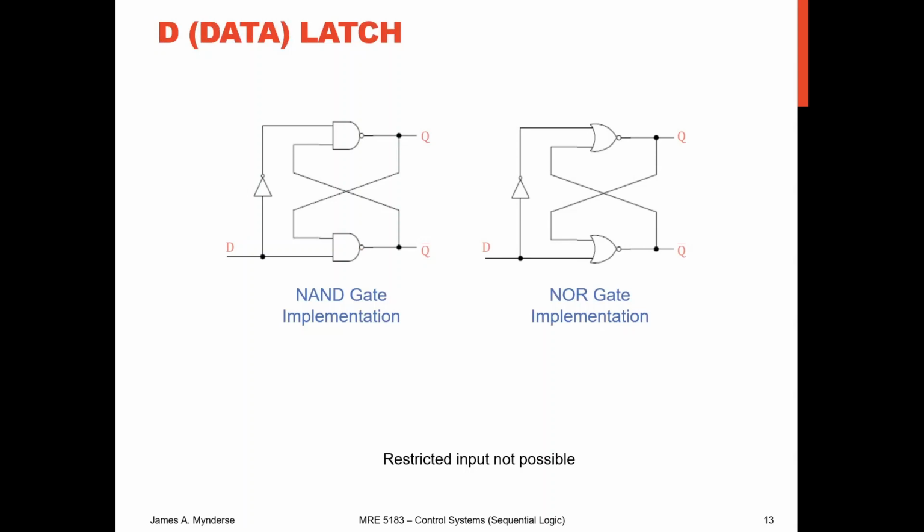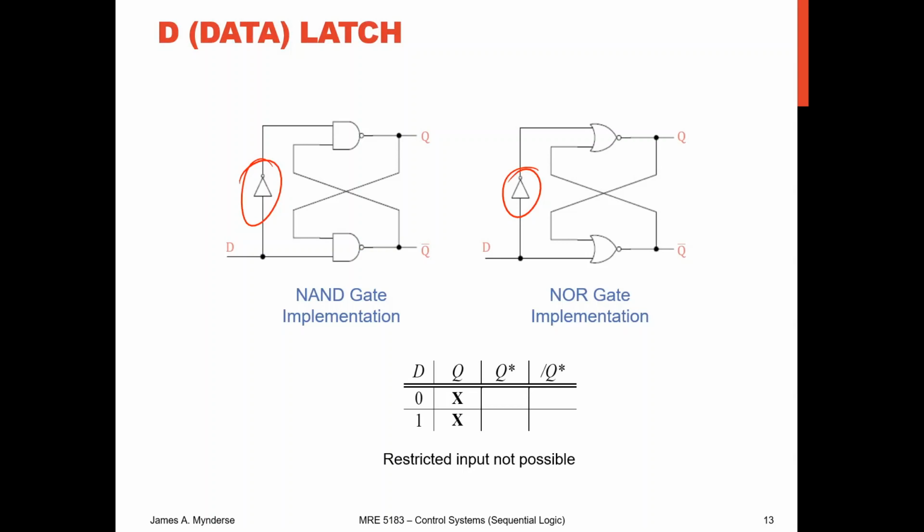We can also do a D latch. I would say this is the one that I think of using much more frequently. Data or delay latch. You can see that there's a couple different ways to do it. There's this NAND gate versus a NOR gate implementation. But in both cases, they look very similar to an SR latch. The difference is that we're adding in this additional component here, an inverter. So we're going D and not D are going in.